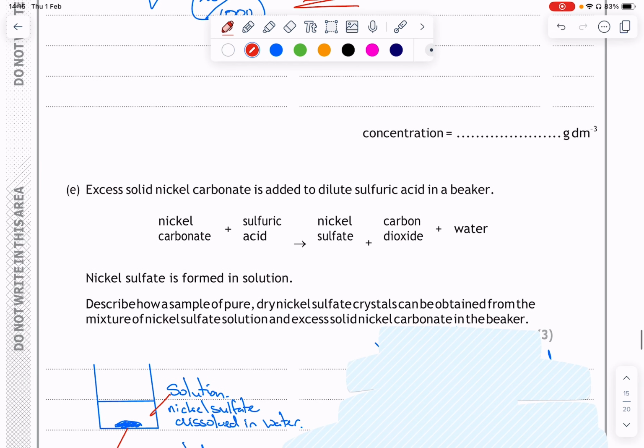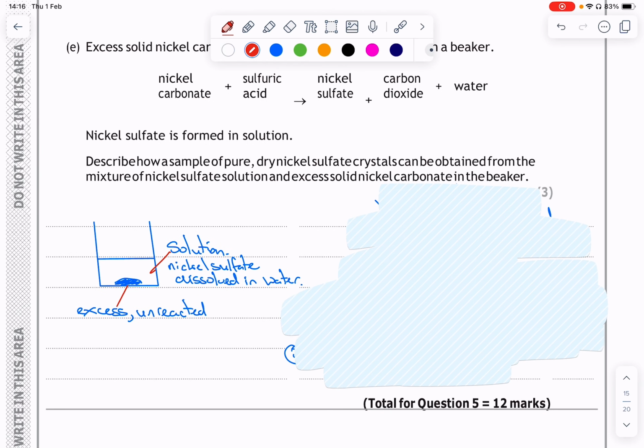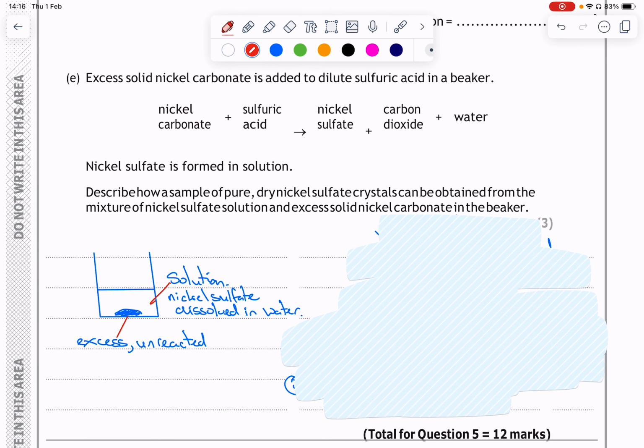Okay, and the last little one is a really good question. This one tests a lot of the separation techniques. So we've got 2 chemicals reacting together, and it says here that adding an excess of nickel carbonate, so there's more than we need of this, is being added to sulfuric acid. And this means it's going to form nickel sulfate, carbon dioxide, and water. The nickel sulfate is a solution, but describe how we can get dry nickel sulfate from the mixture of nickel sulfate solution and excess solid nickel carbonate in the beaker.